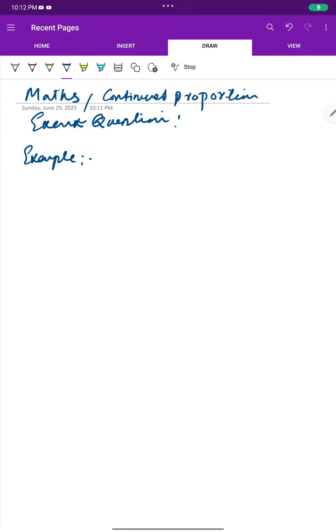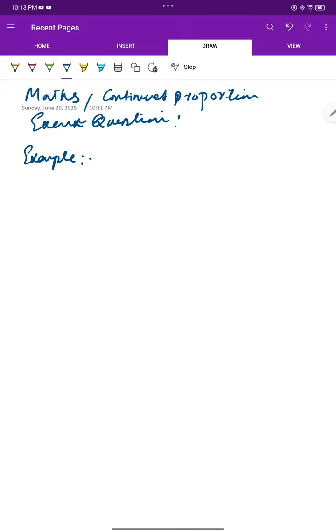So in the last video, I did explain about the continued proportion. What is continued proportion? I will repeat it again. A, B, C. If there are three quantities in continued proportion, so if the ratio of the first term and the second term is equal to the ratio of the second and third term, then we can say that these three quantities A, B, and C are in continued proportion.